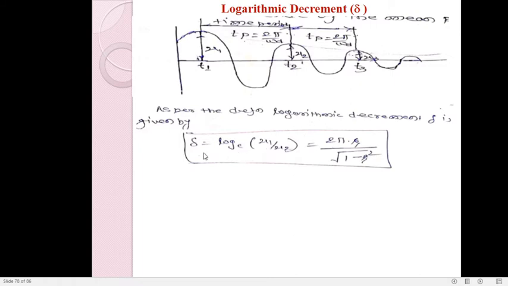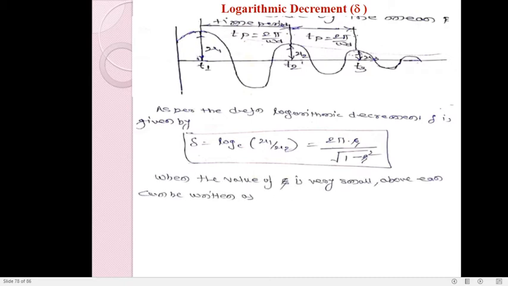So we can write delta is equal to log base e of x1 upon x2, or in another sense we can write this equation as 2 pi zeta upon square root of 1 minus zeta square. This is also one more expression for delta. When the value of zeta is very small, this equation can be written as delta is equal to 2 pi into zeta.